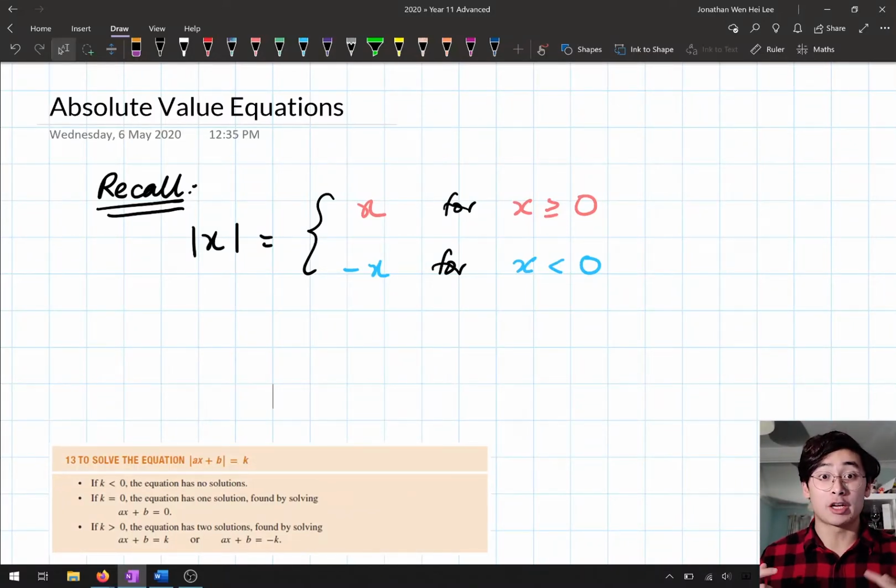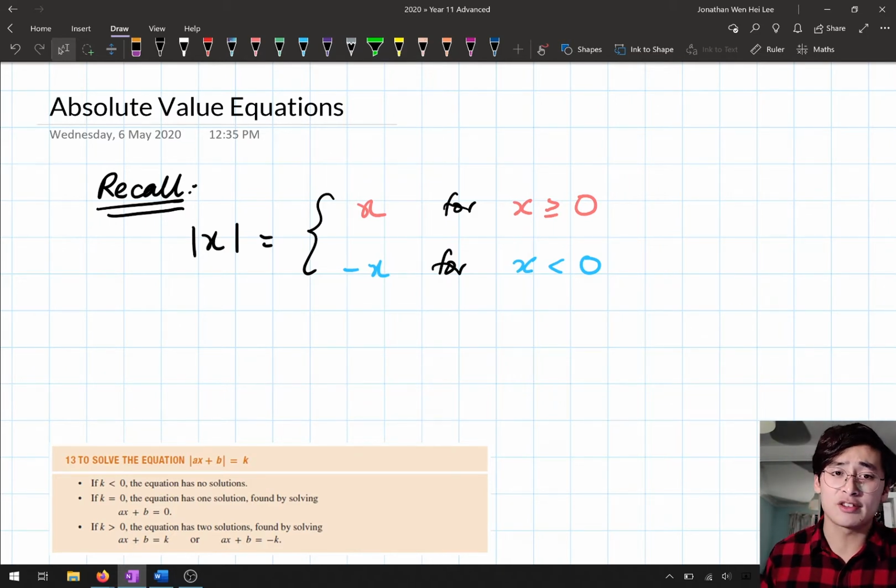In today's video, what we're going to be looking at is solving absolute value equations. Now, absolute value equations are equations where we involve the absolute value function that we looked at in the last lesson. So if you haven't looked at the last set of videos where we talk about what the absolute value function is, please go back and have a look at those videos first before coming to here.